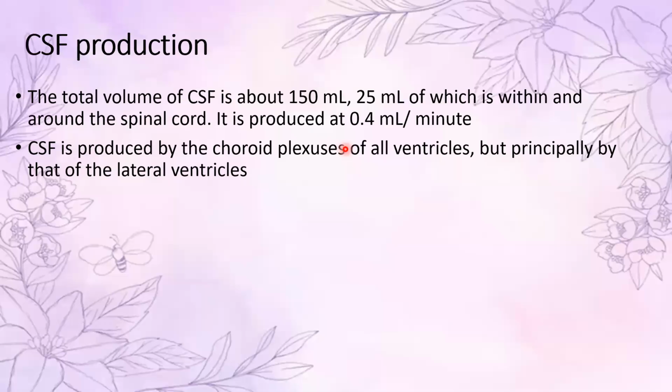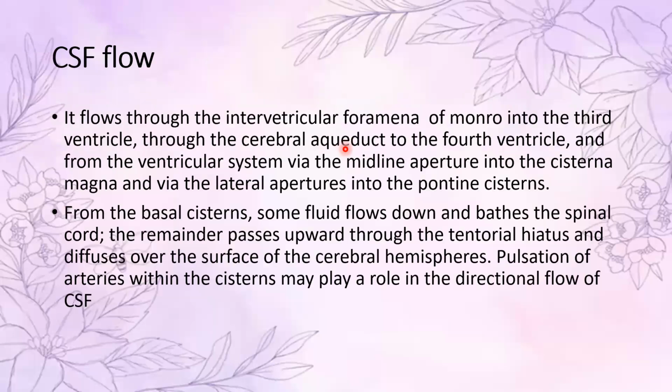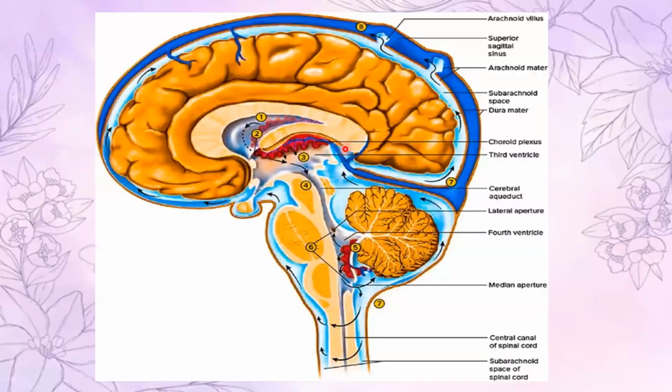Okay. The production, flow, and absorption of CSF. The total volume of CSF is around 150 cc, 25 cc of which is located within the subarachnoid space of the spinal cord. The CSF is formed by the choroid plexus, which is mainly by that of the lateral ventricles. Once CSF is produced, it will flow through the foramen of Monro, which is 2 in number, into the third ventricle. From the third ventricle through the aqueduct of Sylvius, it will pass into the fourth ventricle.